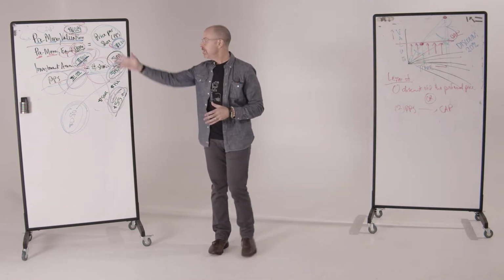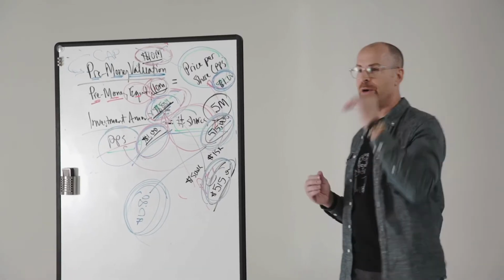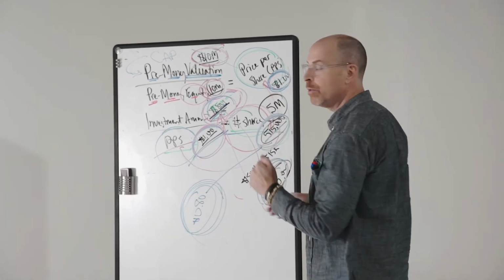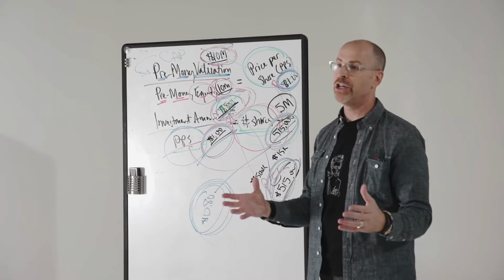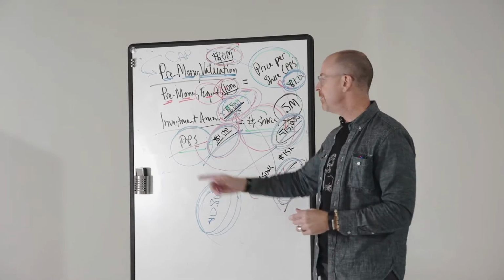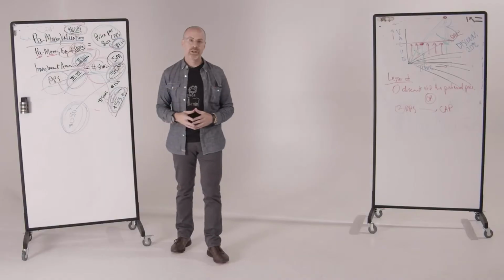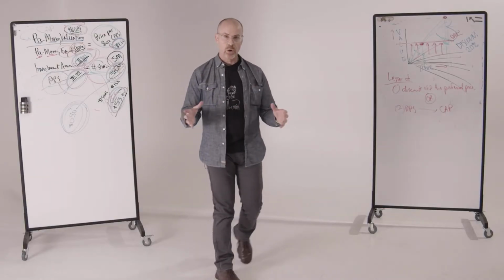And we do that through these equations here. Pre-money valuation divided by the pre-money total equity, that's a share number, gives us a price per share. The investment amount divided by the price per share gives us the number of shares. We input it on the cap table, we're golden.